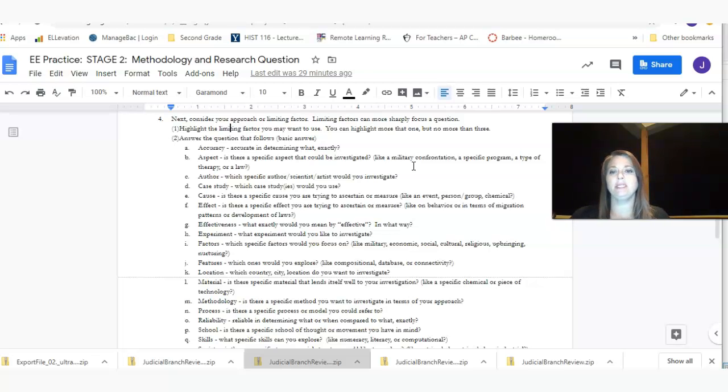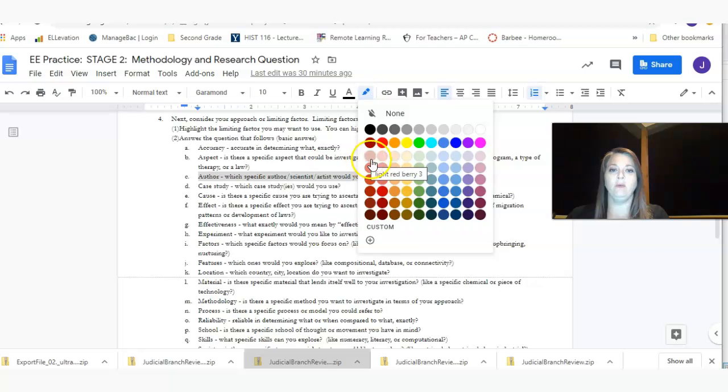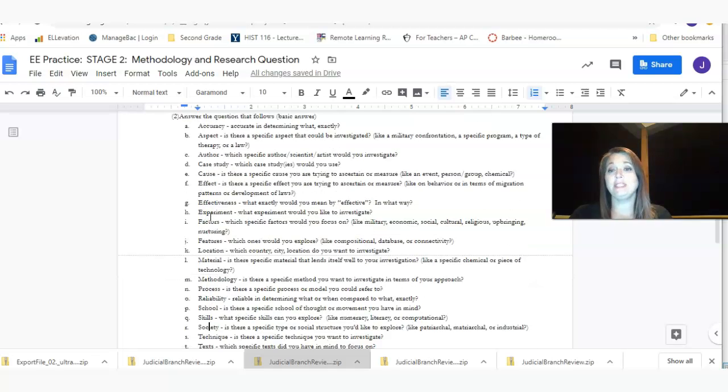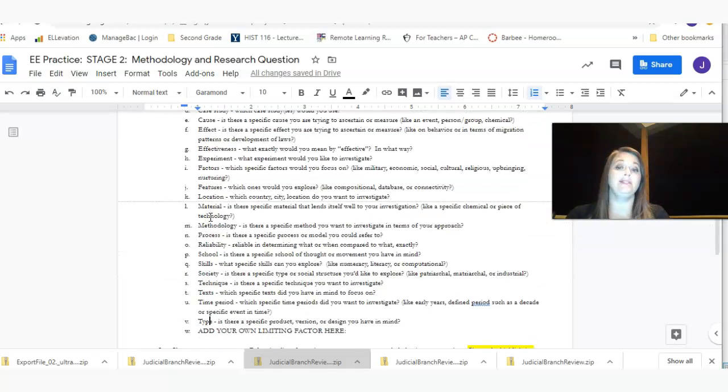So for example, let's say you want to research authors. So you would highlight this, and after you would highlight that, whatever color you want to highlight is fine. Then you would actually answer that question, which is number 2. Which author, scientist, or artist do you want to investigate? So that's what you would actually answer underneath that question, and you can leave that highlighted for us to see too.